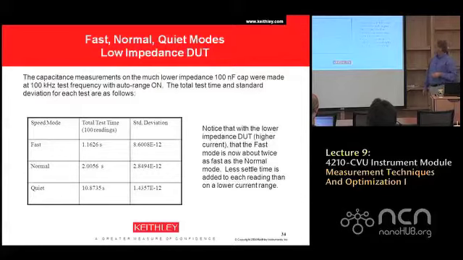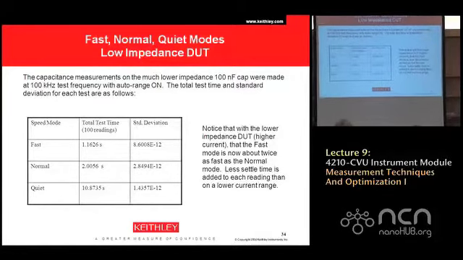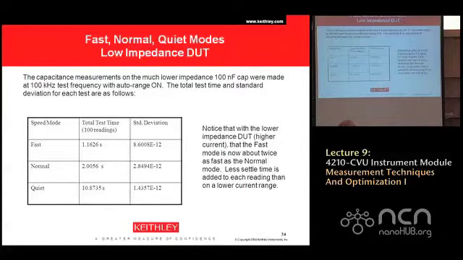Oh, we actually have the numbers here. At fast, it took 100 readings in 1.1 seconds, and that gave us an 8.6 picofarad standard deviation. Normal took twice as long, and it gave us 2.8 picofarads. And quiet took a full 10 seconds for 100 readings. That's 100 milliseconds per reading, and that gave us 1.4 picofarads of standard deviation. So what is that? About 11 milliseconds per reading, I think, on that one, if I calculate that right.